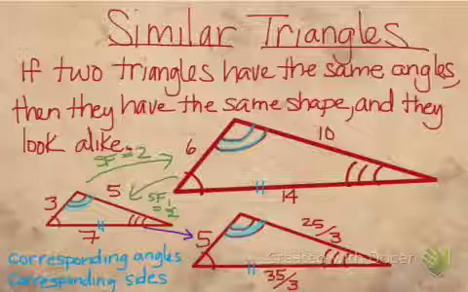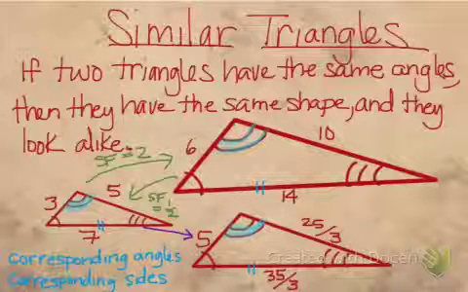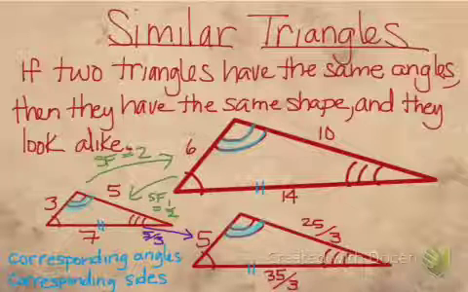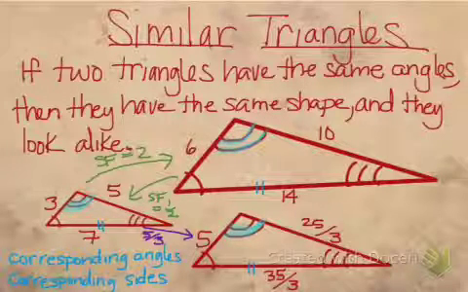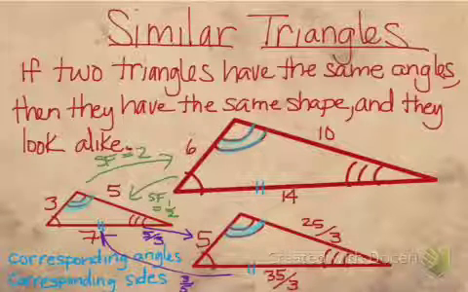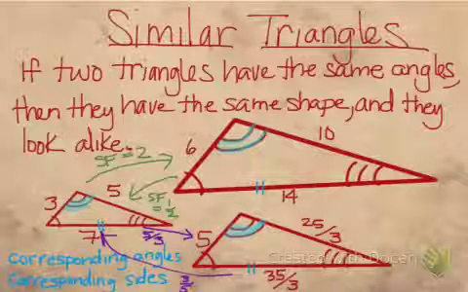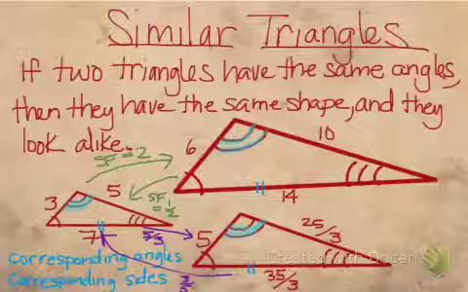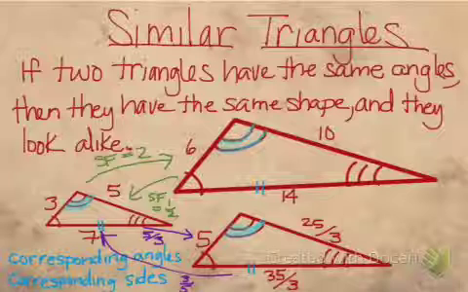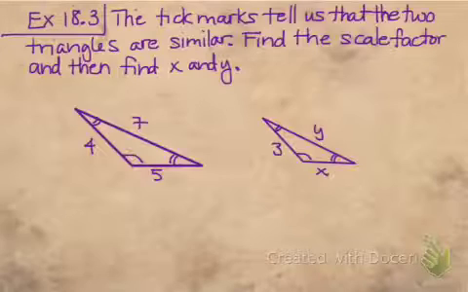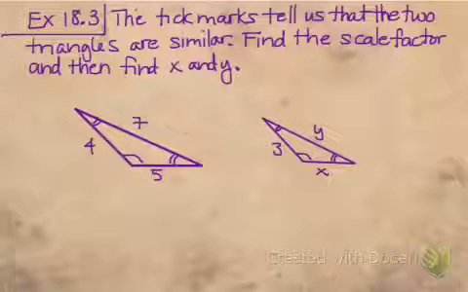If we're going from the small to the medium-sized triangle, from 3 to 5, we would multiply by 5/3. 3 times 5/3 equals 5. And going backwards from 5 to 3, we would multiply by 3/5. And you notice that it works with all three. 35/3 times 3/5 is going to give us 7, and 25/3 times 3/5 would give us 5. So, the tick marks tell us that the two triangles are similar.